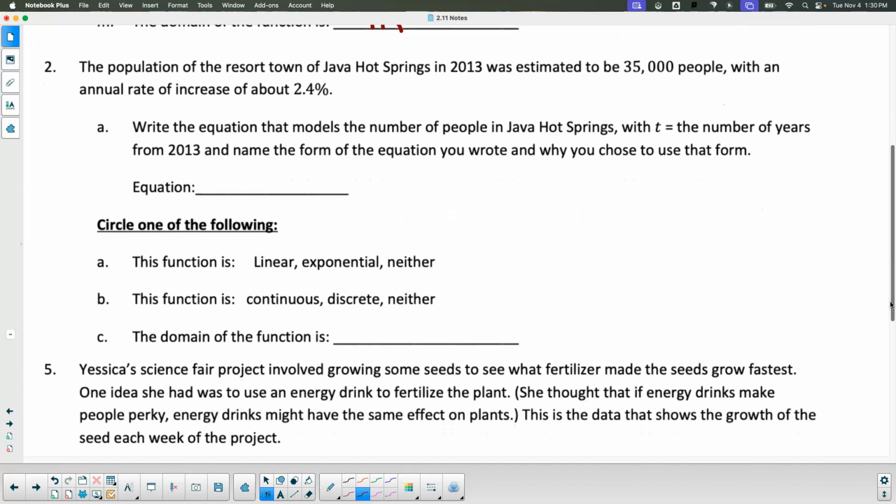The population of the resort town of Java Hot Springs in 2013 was estimated to be 35,000 people with an annual rate of increase of about 2.4%. Write an equation that models the number of people in Java Hot Springs. With t, we can use x if you want, that's fine. But it's just saying with t equaling the number of years from 2013. So that 2013 was like year 0.